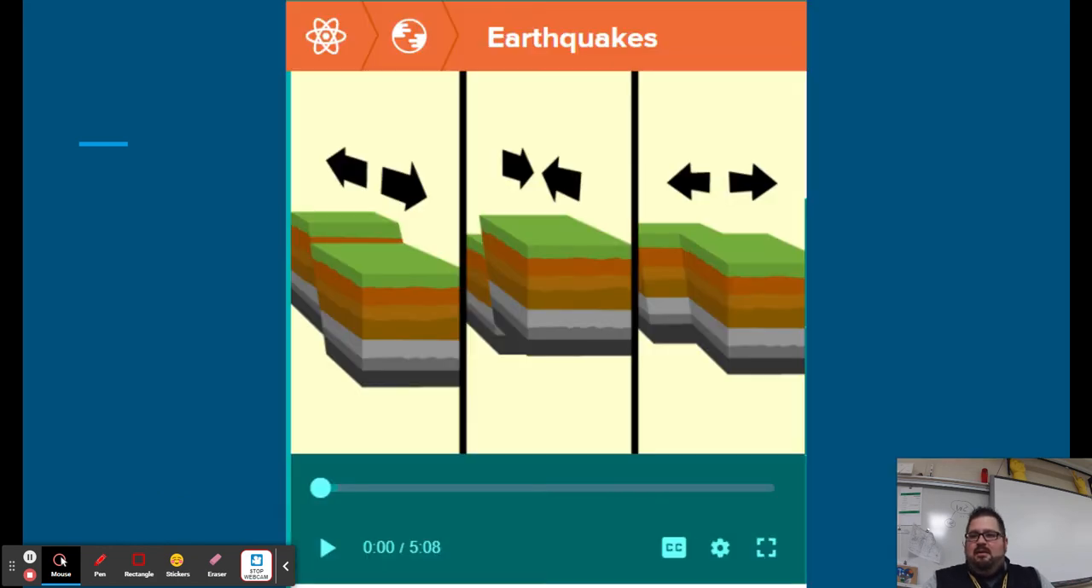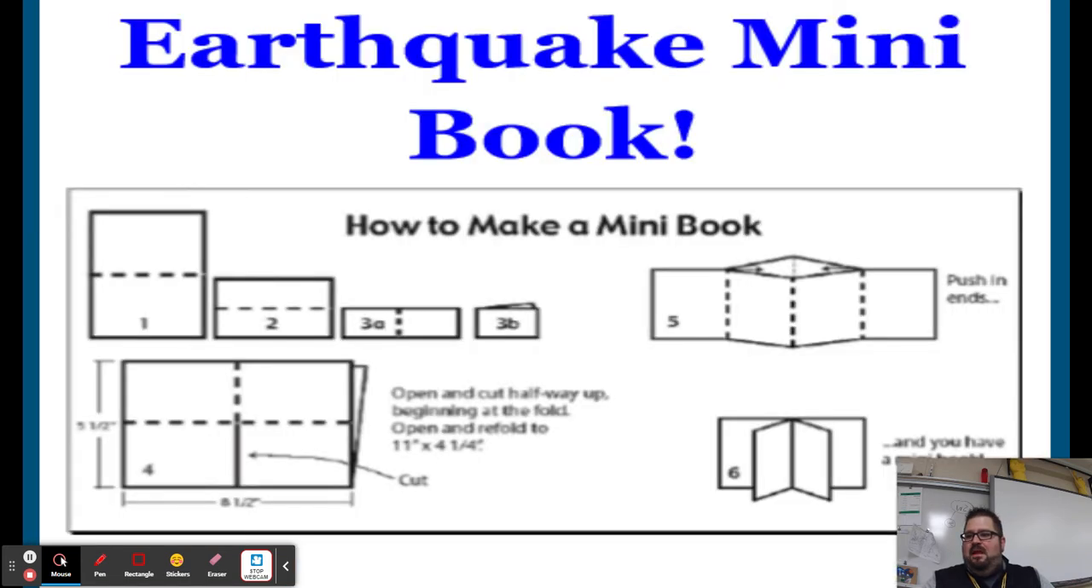Short Tim and Moby, talking about faults and earthquakes and everything else. And then we'll fold our mini book.